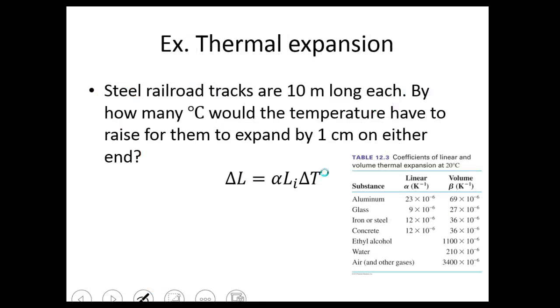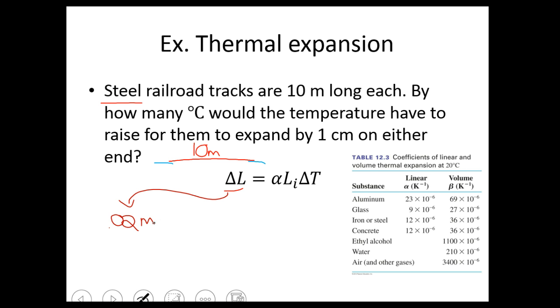All right, so let's try one more. Let's try a linear expansion one. Let's say these steel railroad tracks are made of 10-meter long steel rods or beams. By how many degrees Celsius would the temperature have to rise for them to expand by 1 centimeter on either side? And so I'm looking at these things that are 10 meters long, and ultimately they're going to expand by 1 centimeter on either side. And so they're going to have an ultimate expansion of 2 centimeters. So our delta L right here is going to be 0.02 meters.